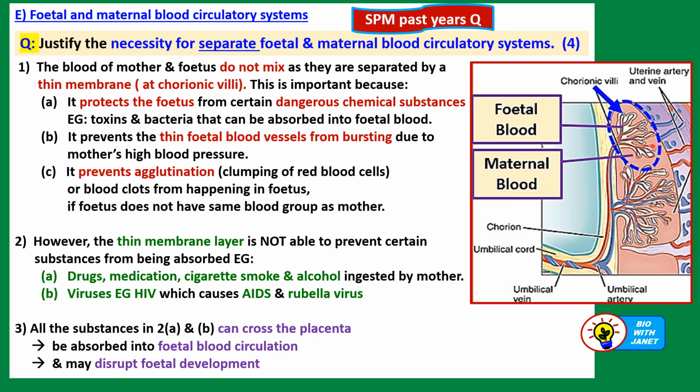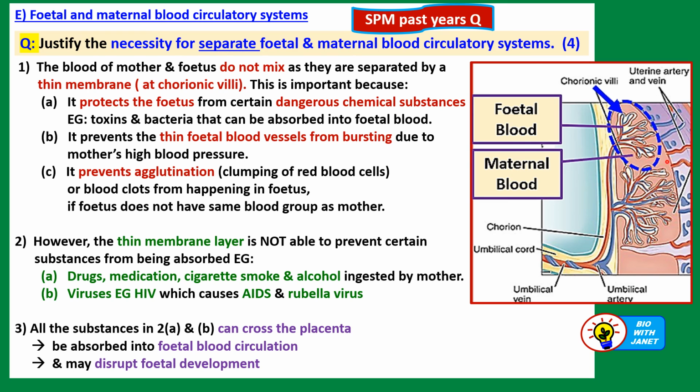Okay, so the blood of the fetus and the blood of the mother do not mix because this helps to prevent clumping of red blood cells, especially if the blood groups are different. For example, the mother can have blood group A and the father can have blood group B. So the fetus can inherit the blood group B from the father, right? So if the fetus has blood group B and the mother has blood group A, these two blood groups are incompatible.